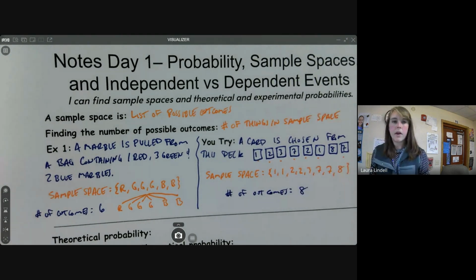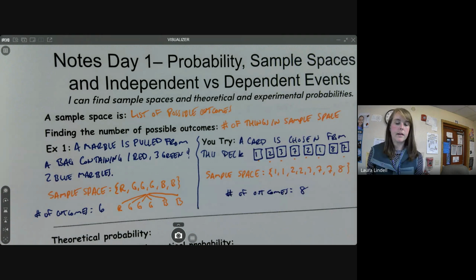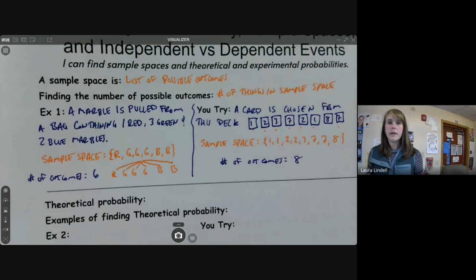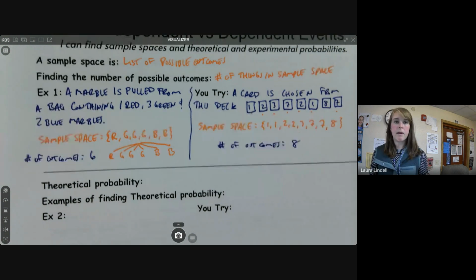All right. So hopefully that makes sense with sample spaces and stuff like that. The next thing we're going to start talking about is probability. So in probability, you use sample spaces because you need to know the number of possible outcomes in order to determine probability. There's 2 kinds of probability we're going to talk about today.